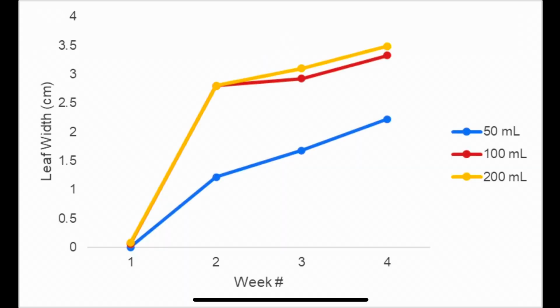Next, we'll take a look at the average leaf width for each group. The first thing to mention about both our plants' leaf width and height is that our 50 milliliter plants did not sprout until the second week of our experiment.